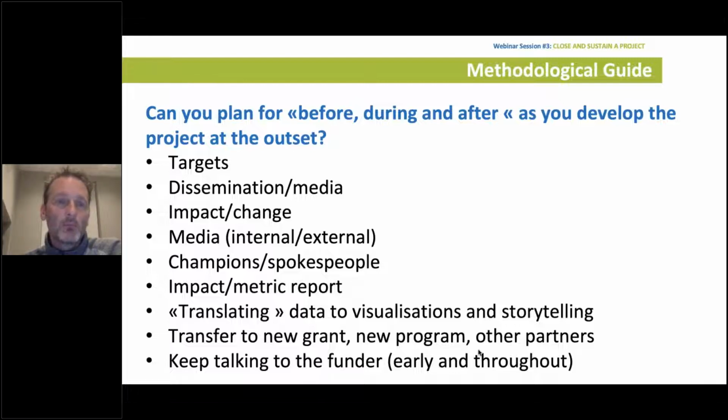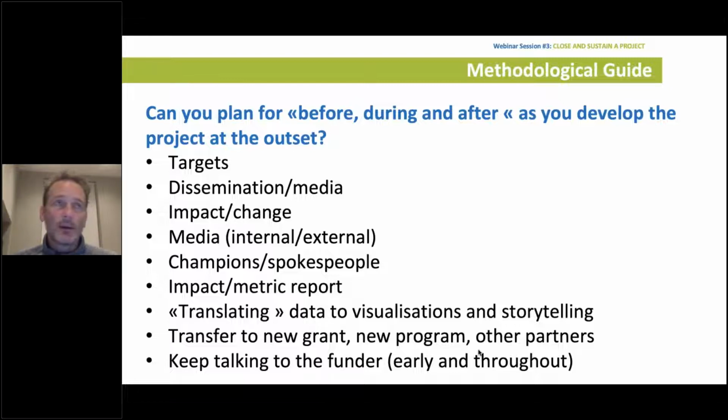Who are the media themselves, internally and externally? Who are your partners in this? Do you have champions and spokespersons that are stepping forward and are part of the project, that you can use and have quotes from? It might be those champions are people on the ground where the project's working, or it might be someone else at another level or another organization, as the project really starts to gain speed and impact.